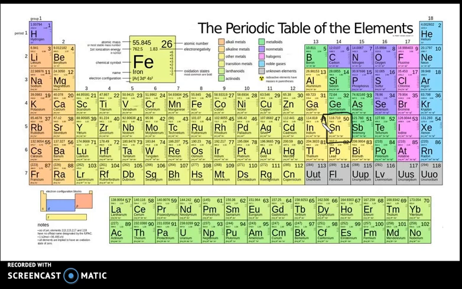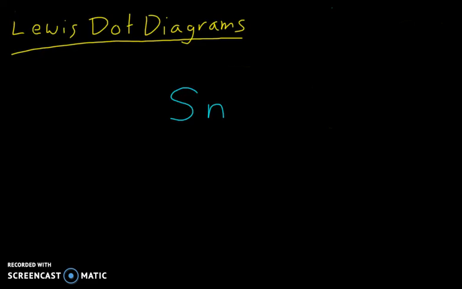And we need to find out how many valence electrons it has. We know that carbon's whole column has 4 valence electrons in it. So tin must also have 4 valence electrons. So if we go back to our diagram, we have to put dots on this diagram that show that it has 4 valence electrons.